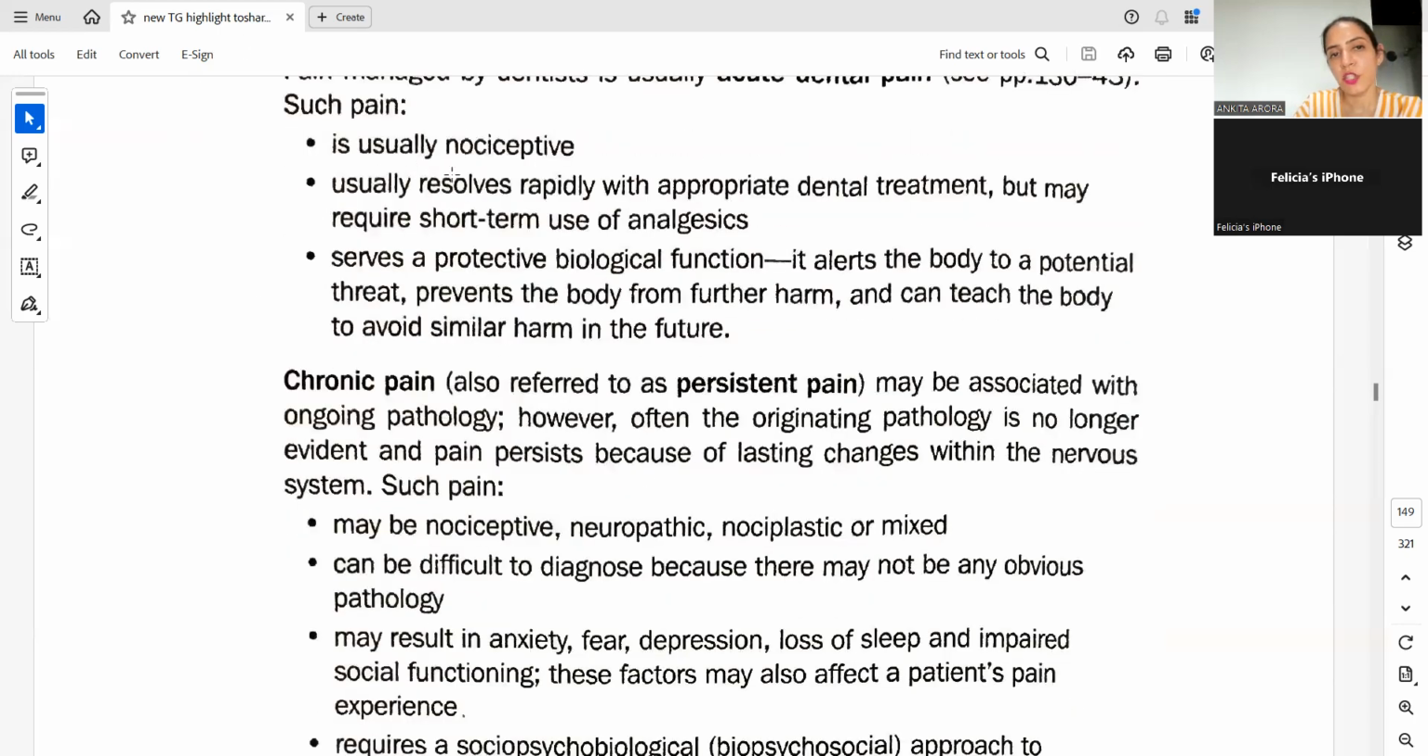Such nociceptive pain usually resolves rapidly with appropriate dental treatment, but may require short-term use of analgesics. It serves a protective biological function. It alerts the body to a potential threat, prevents the body from further harm, and can teach the body to avoid similar harm in the future. So this is well explanatory, that protective biological function.